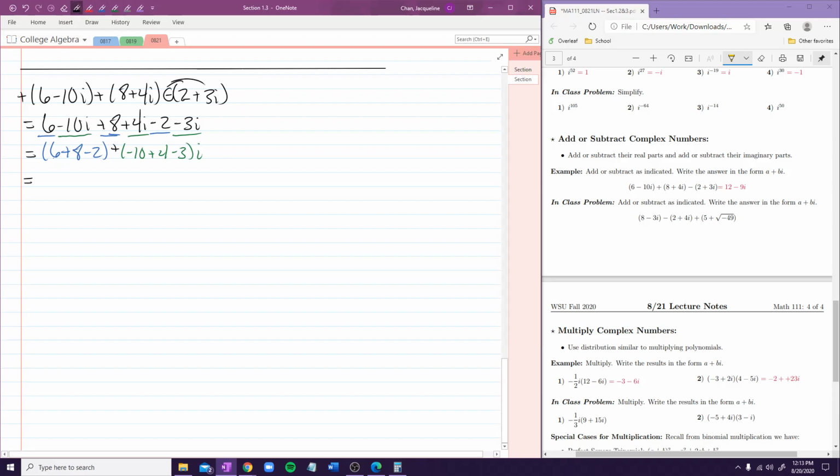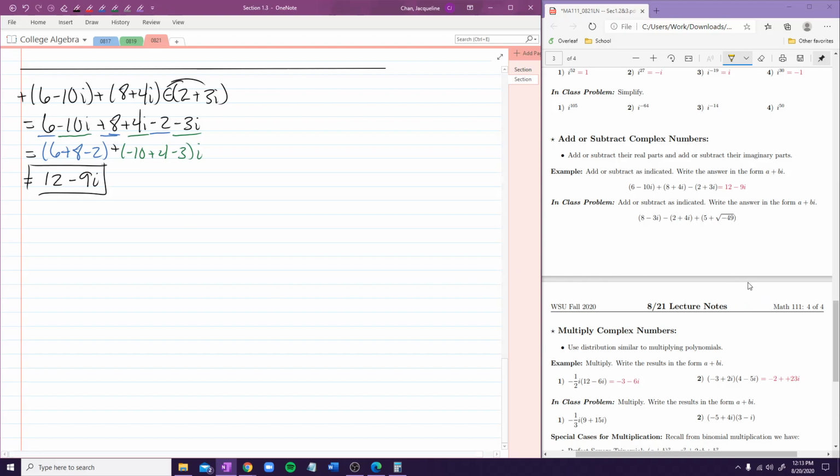When we do that, 6 plus 8 minus 2, that's 12. And then negative 10 plus 4 is negative 6. Negative 6 minus 3, that is negative 9. So negative 9i, and that's our answer.